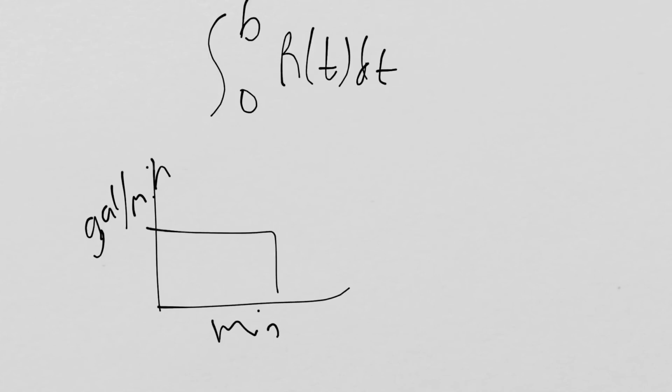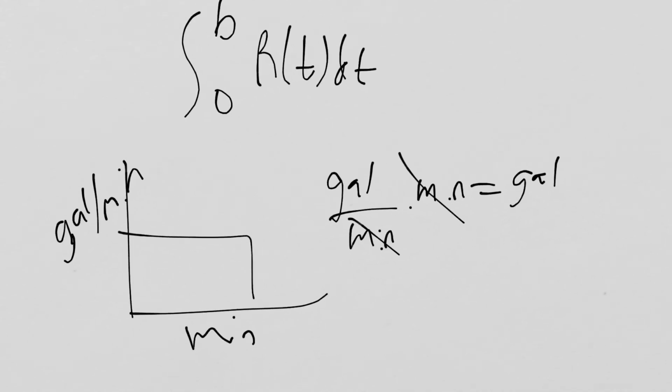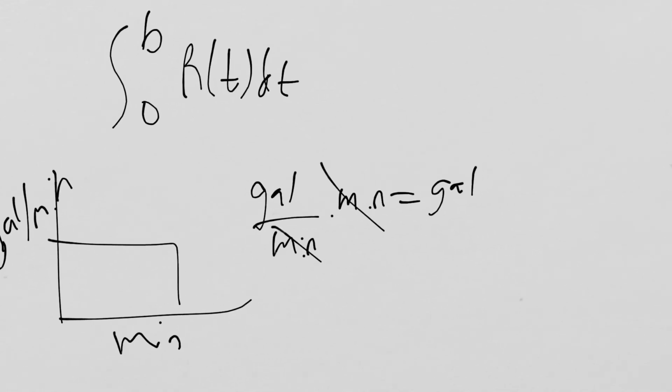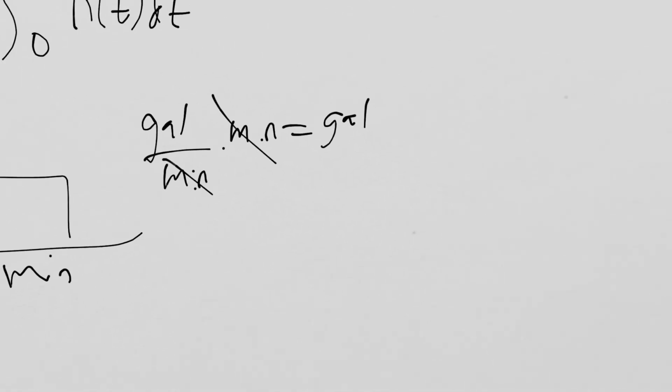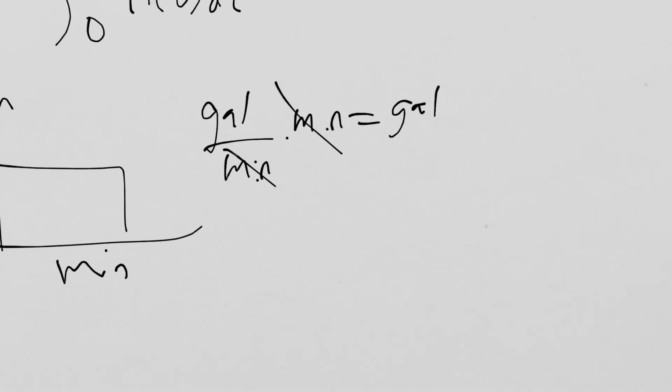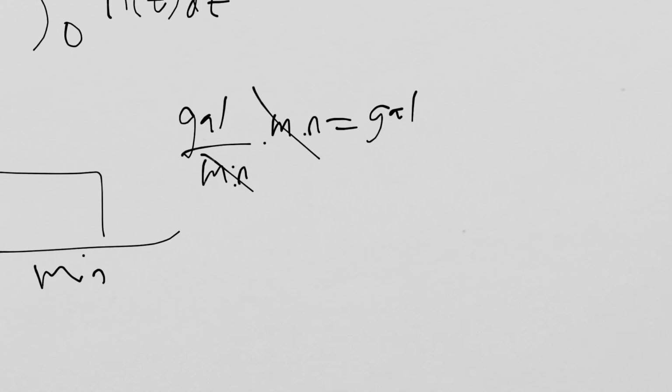So when we find an area, it's going to be gallons per minute times minutes, which is just gallons, because minutes cancels. This comes from the fact that the integral of a rate function is always the net change. So this is going to tell us how much fuel was actually consumed over the course of b hours. Or is it minutes, sorry. Yeah, minutes.